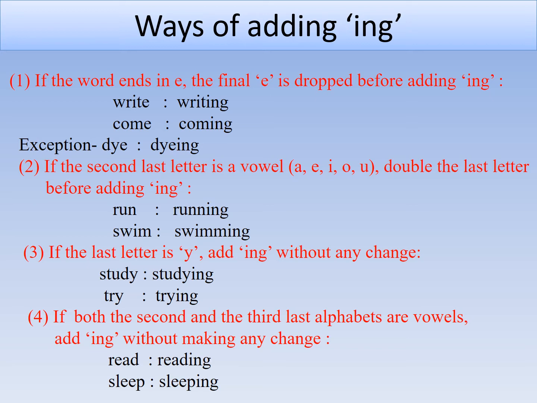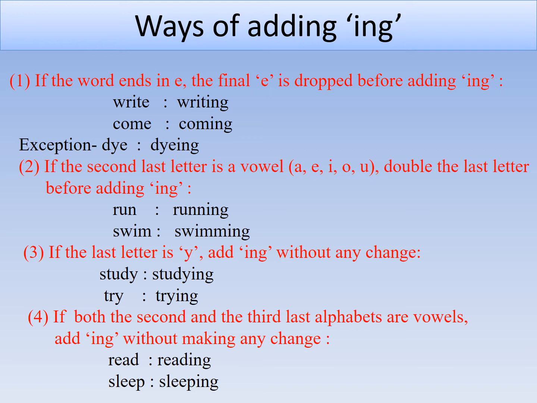Rule number 2. If the second last letter is a vowel, that is A, E, I, O, U, double the last letter before adding ing. For example, run, last letter is N and the second last letter is U. So, before adding ing, we have to double the last letter, that is N. So, run becomes running, R-U-N-N-I-N-G. Same way, swim, swimming. So, here M is doubled.